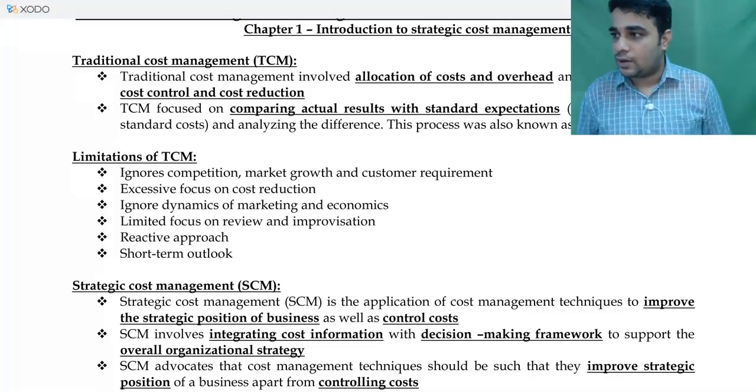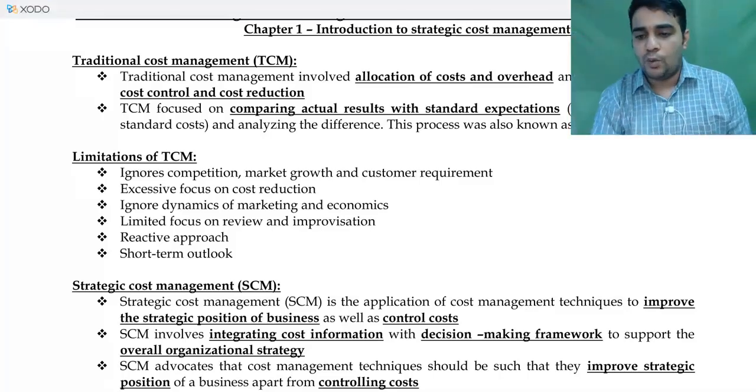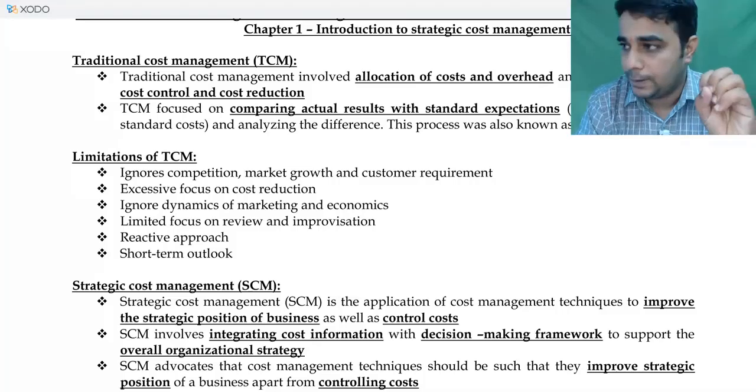Introduction to Strategic Cost Management. Again, a fully theory based chapter. Now, what are we going to learn first in this chapter? Let me first give a broad overview of the chapter.